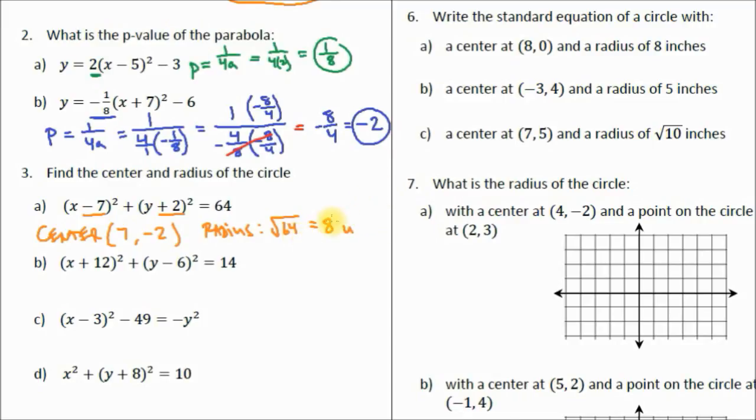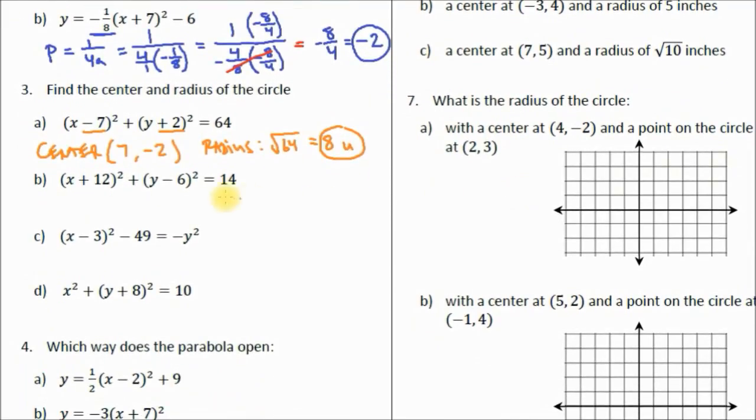This is a little hard to circle the answers. I'll circle the radius so you see it. I don't want to mess up my answer here, so I'm not going to circle the center. Okay, let's take a look at B. Same procedure. Everything's in the right order. We have x term, y term, and the constant on the right. So we've got our h and our k.